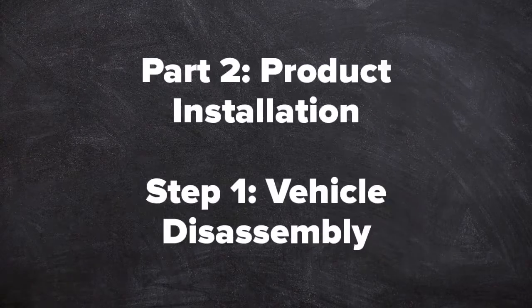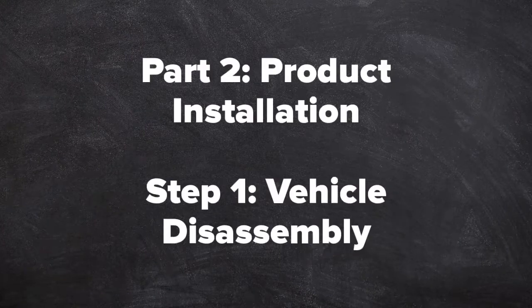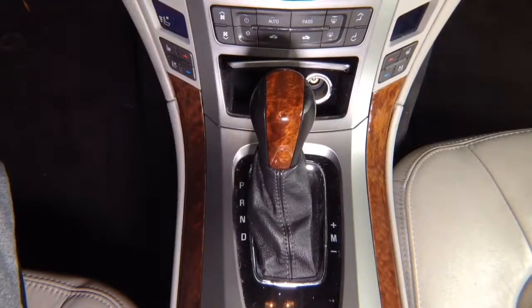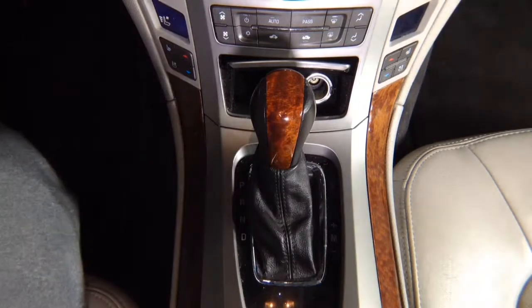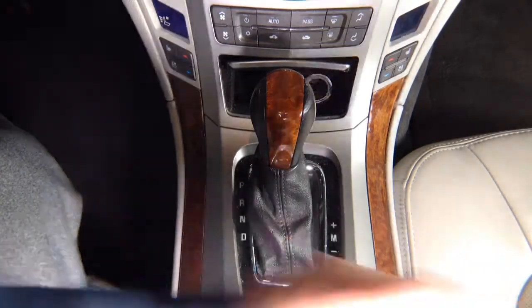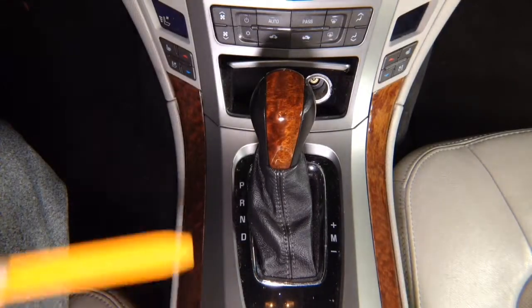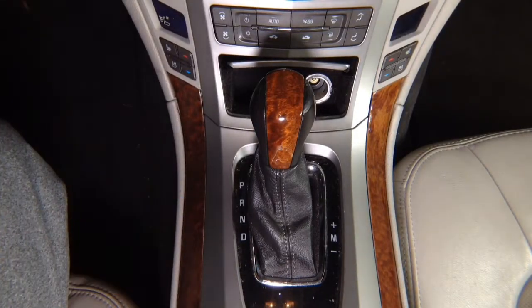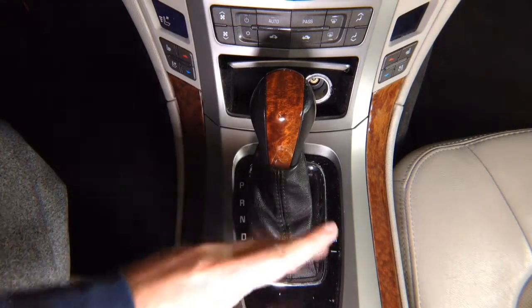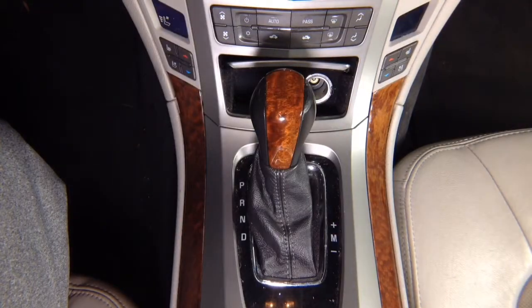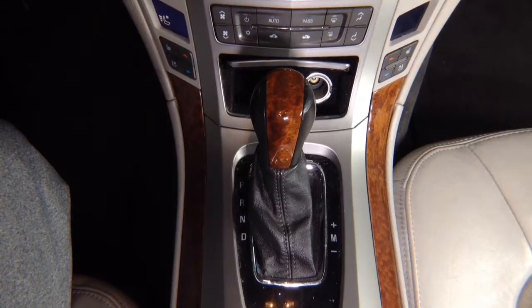Part 2, Product Installation. Step 1, Vehicle Disassembly. Using panel removal tool, remove this wooden panel and this wooden panel. Once the panels come out, this panel just pops open so you can get access to the 2 screws that are on the bottom over here. Let us show you. This is a very simple task.